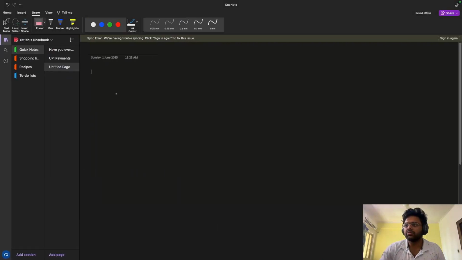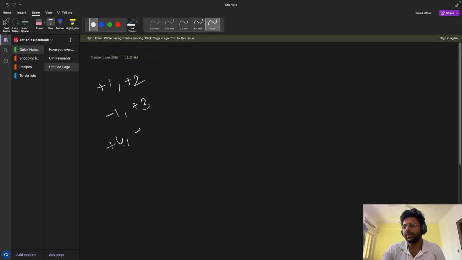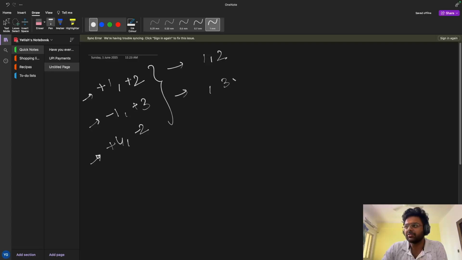Okay, so the problem statement is saying we are given the options +1 +2, -1 +3, and +4 -2. These are the wishes of family members about the toppings. The first family member says toppings 1 and 2 are good. The second says topping 1 is not good, but topping 3 is good. And the third is saying topping 4 is good, but topping 2 is not good.